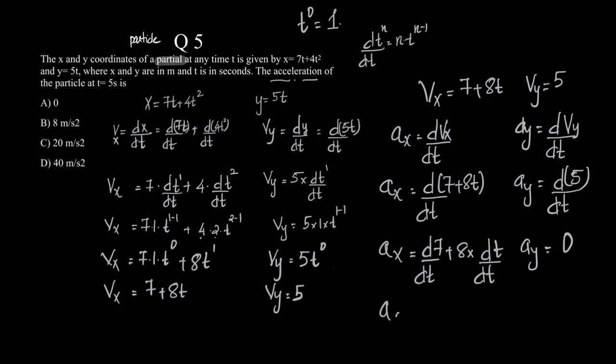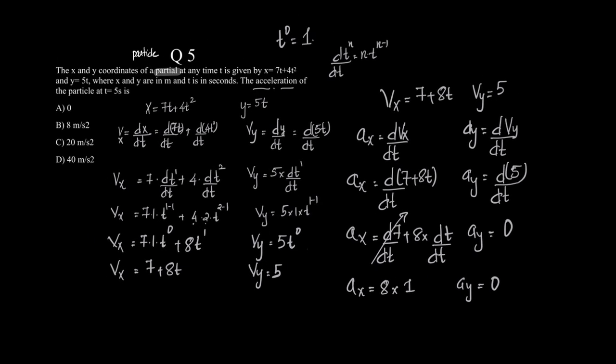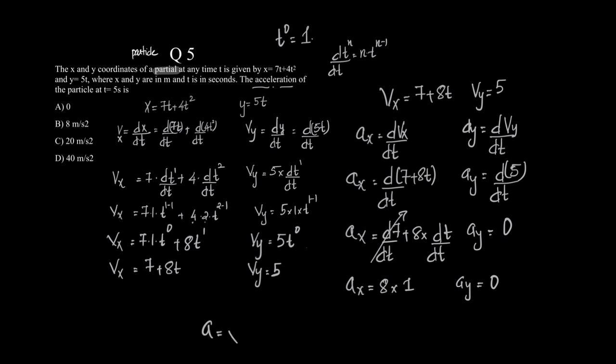So what do we get here? Ax is equal to, this value will become 0 plus 8 into 1, and Ay is equal to 0. Now what is A equal to? A will be root of Ax square plus Ay square, which is equal to root of 8 square plus 0 square, which is equal to 8, and therefore the answer is option B.